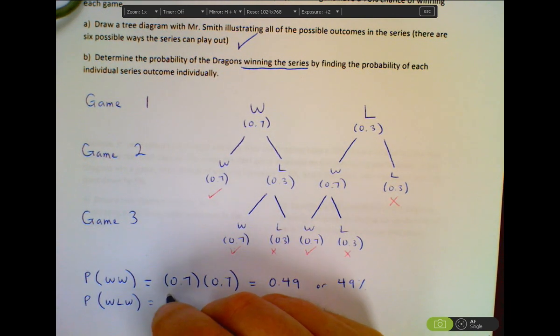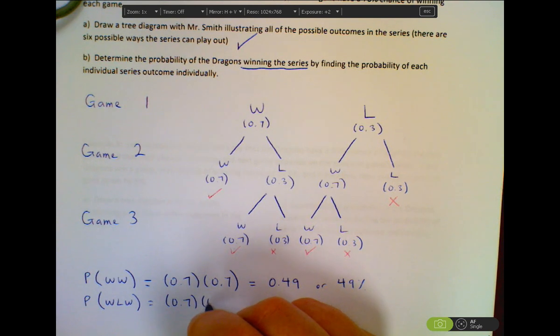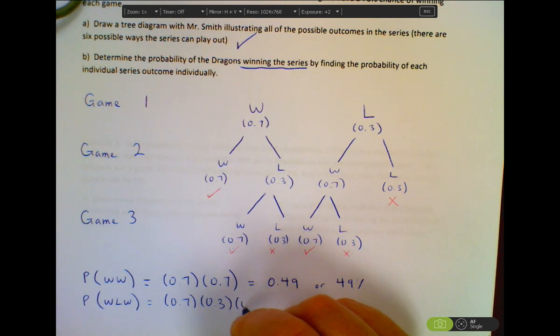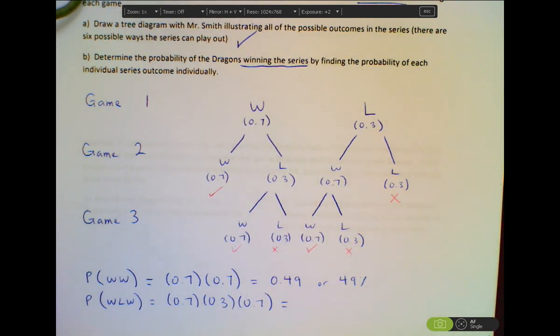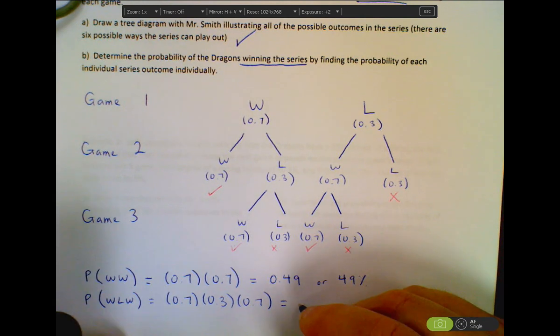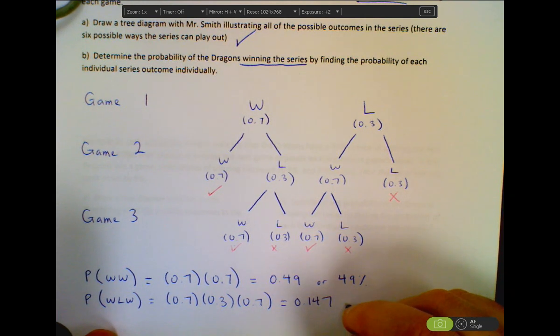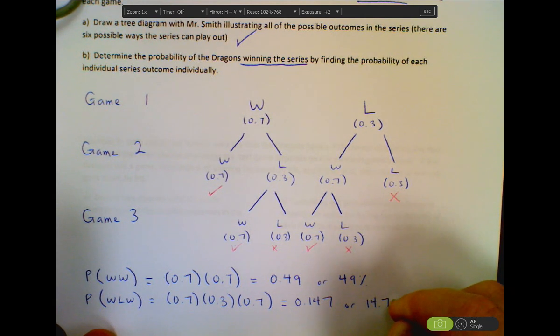What's the probability of that happening? 0.7, 0.3 times 0.7. So we can do that. Again, you can pause if you need to. I'm going to do the math along with you guys. So that's 0.147 or 14.7%.